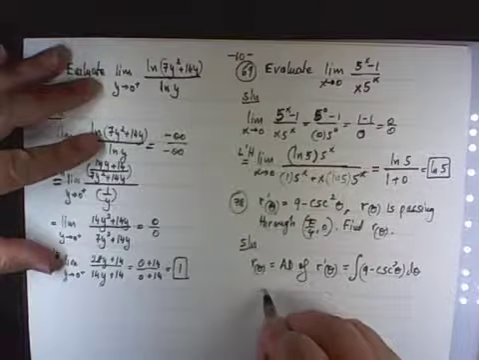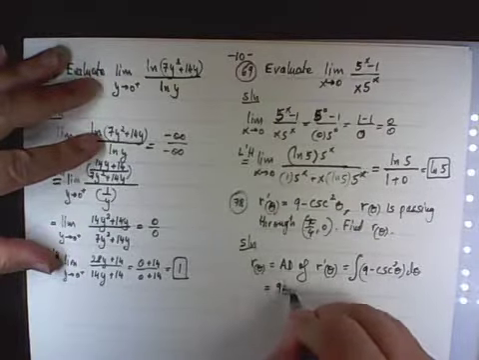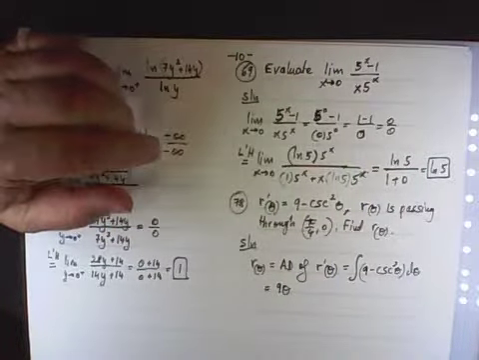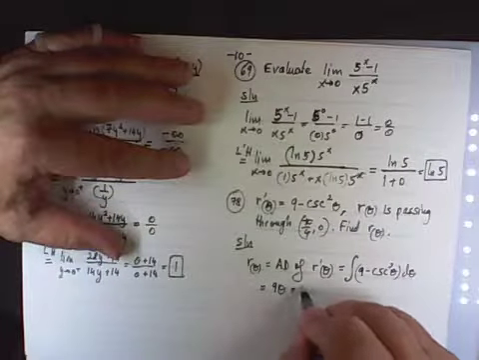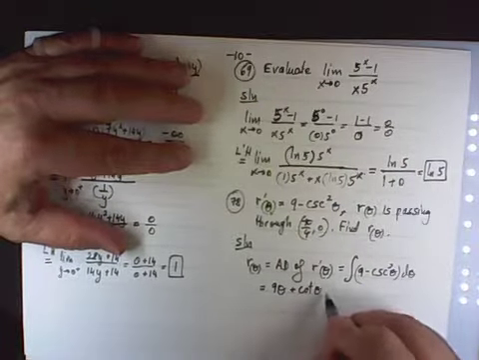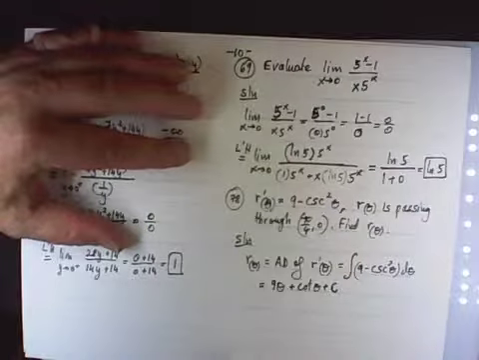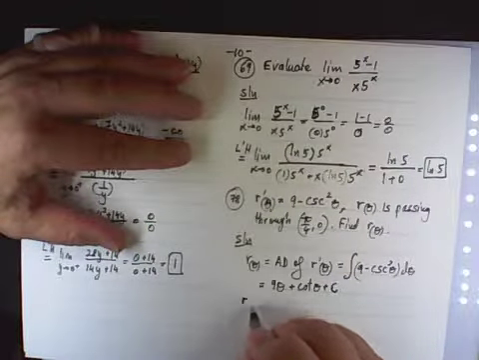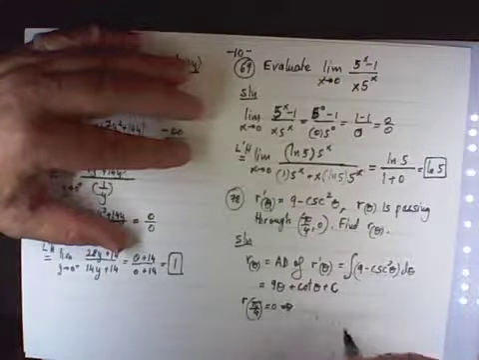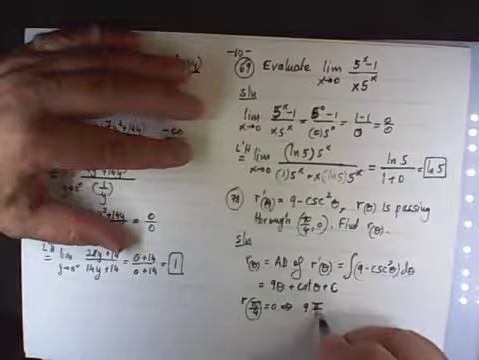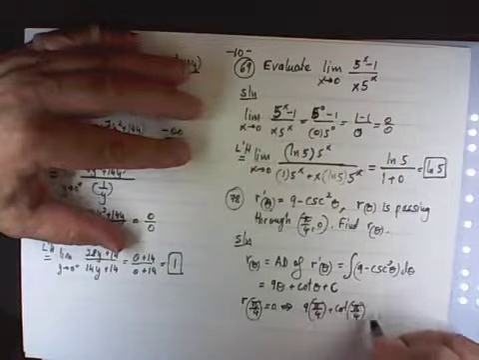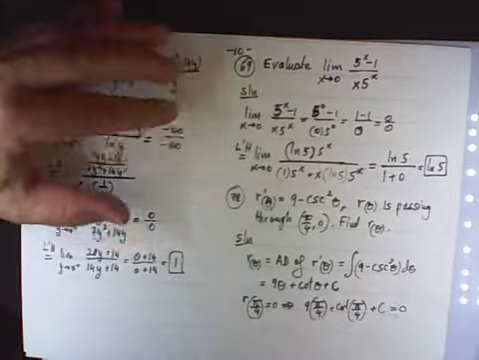Okay, so it's equal to the antiderivative of 9 is 9 theta. And what is the antiderivative of negative cosecant squared? It's a positive cotangent theta. And what did I not write? Plus C. Okay? And now R of pi over 4 equals 0. So 9 times pi over 4 plus cotangent of pi over 4 plus C equals 0.